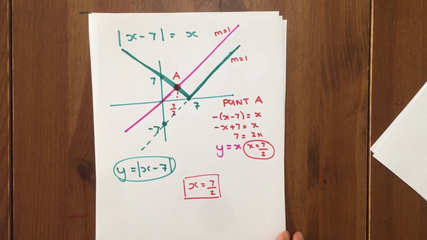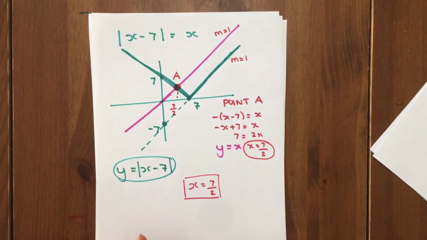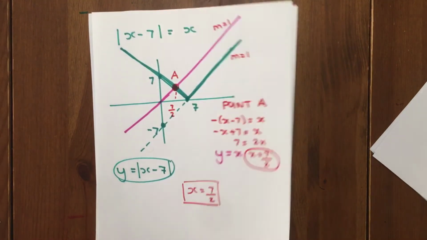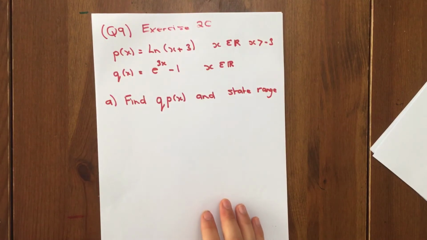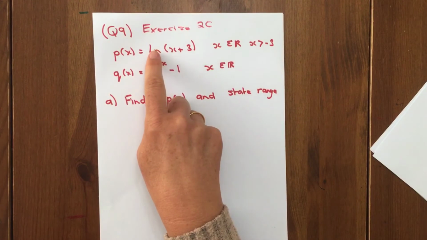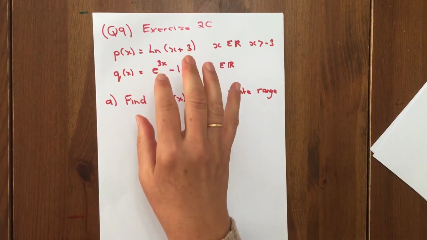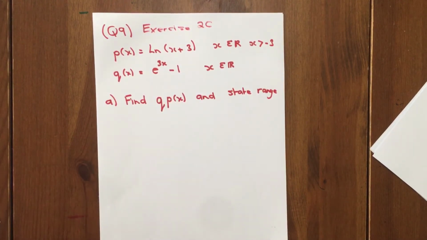Right, so that was actually a really good question to reinforce what we did last lesson and to involve composite functions. Okay, next. I want to look at now a question from exercise 2C, question 9, and this brings in your ln function and your e function. So we did that with logarithms in Pure 1, so quite a long time ago. So let's just recap on ln and e.